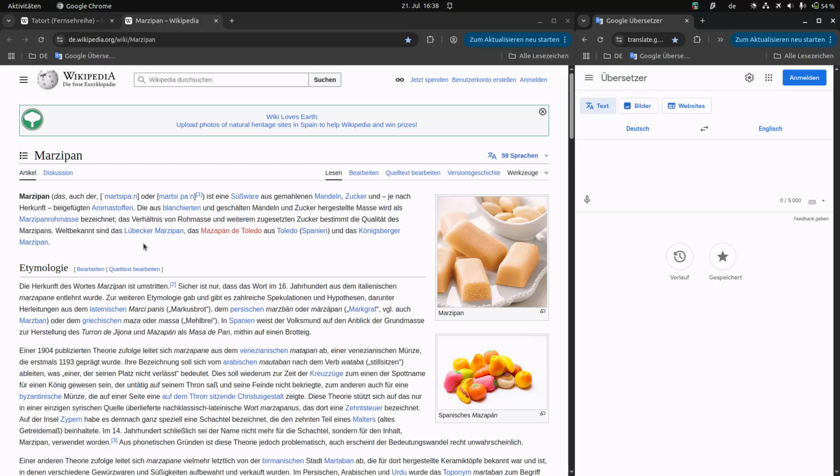Weltbekannt sind das Lübecker Marzipan, das Marzipan de Toledo aus Toledo, Spanien, oder in Klammern Spanien, und das Königsberger Marzipan.